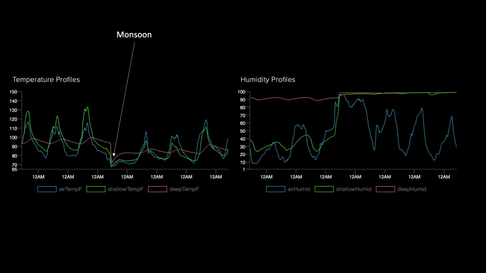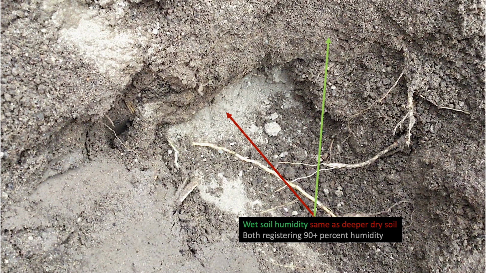In addition to soil temperature, the SHT10 can also monitor soil humidity. Here, you can witness a strong signal in response to the monsoon. Note that the shallow humidity now approaches what my deeper SHT10 is measuring at a depth of 6 inches. However, if you look at the soil profile after the storm, you'll notice that there's significantly more moisture in the shallow area relative to the deep, and yet both sensors are reporting the same relative humidity. So what's going on here?